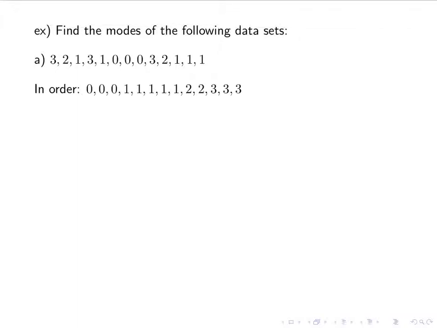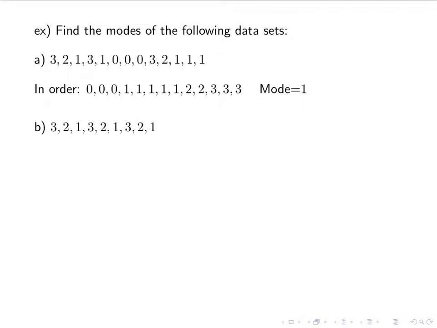So we're going to do some examples of data sets and finding the mode. So our first example, we have all these numbers. The thing that you're going to want to do here is put them in numerical order. So just like if I asked you to find the median, I want to put them in order. So I have 0, 0, 0, 1, 1, 1, 1, 1, 2, 2, 3, 3, 3. And if you put them in order, then you'll see right away which one do I have more of. And hopefully we can see that we've got more 1s than anything else. So the mode in this case is 1.